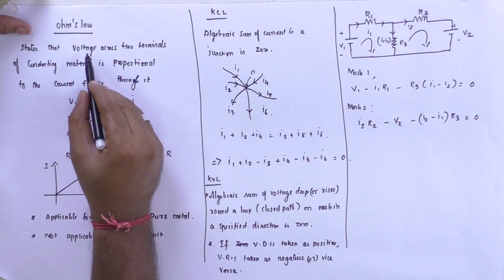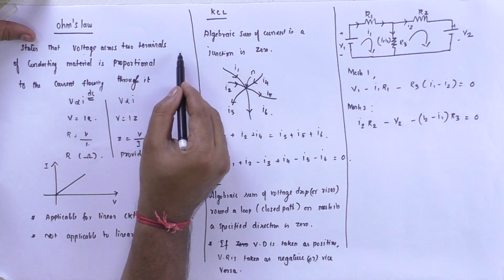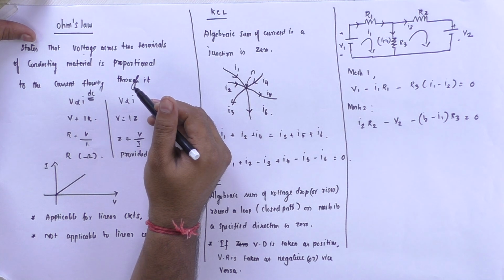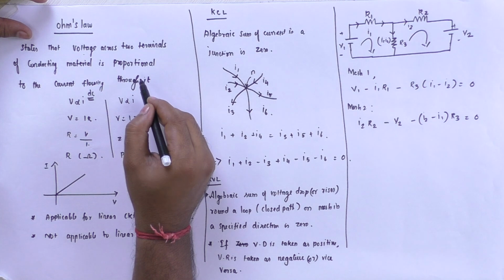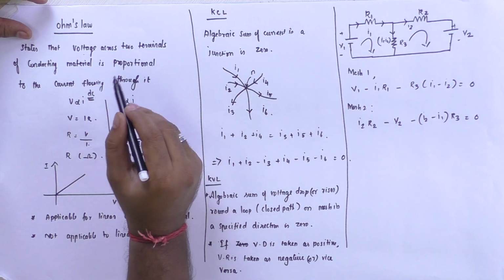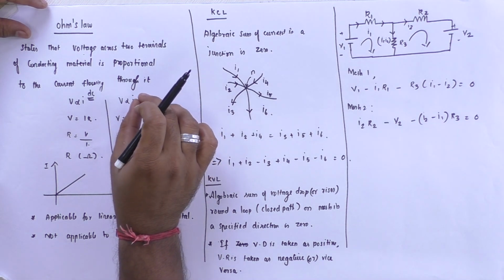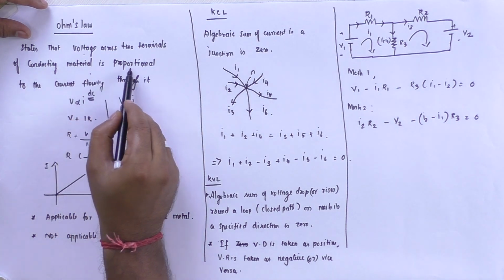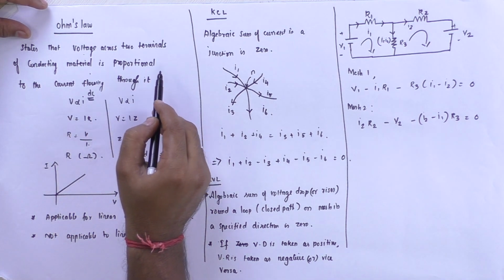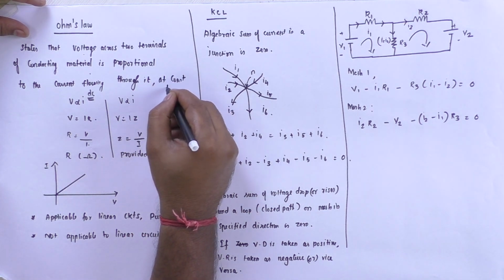This law states that when an applied voltage or a potential difference is applied across the two terminals or two ends of a coil or two terminals of a conducting material, it is observed that the flow of electrons constitutes a current which is proportional to the applied potential difference. So this statement states that the voltage across two terminals of the conducting material is proportional to the current flowing through it, provided the condition is constant temperature.